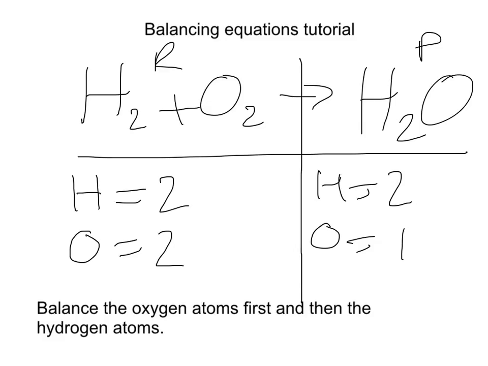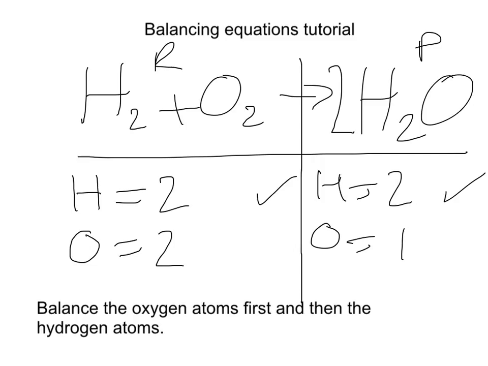So we know that our hydrogens at the minute are okay, they're balanced. However, the oxygens are not. We've only got 1 oxygen atom on this side, whereas we need 2 to balance it. So the way that we can do that is to bring in another molecule of water. The way that we show this is by putting a number before the actual symbol for that molecule. So we put a 2 in front of it. Now that just means we've got 2 molecules of water.